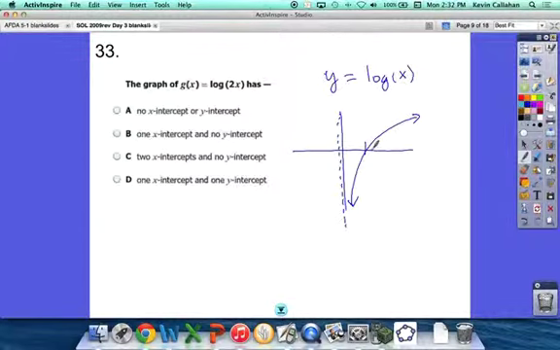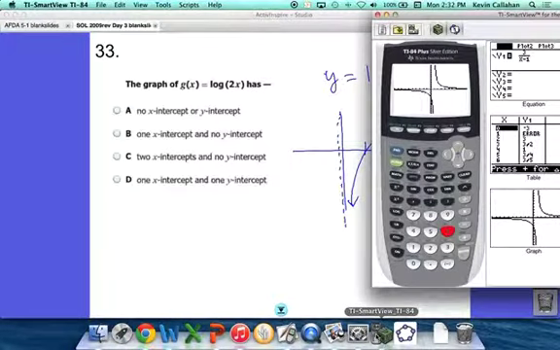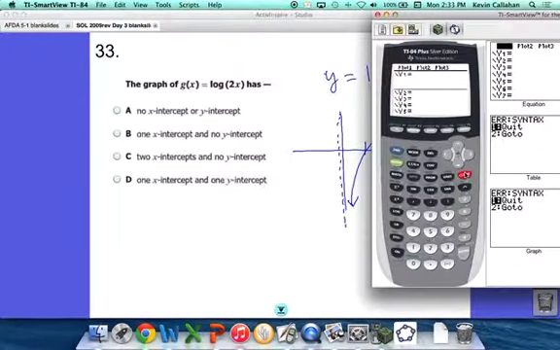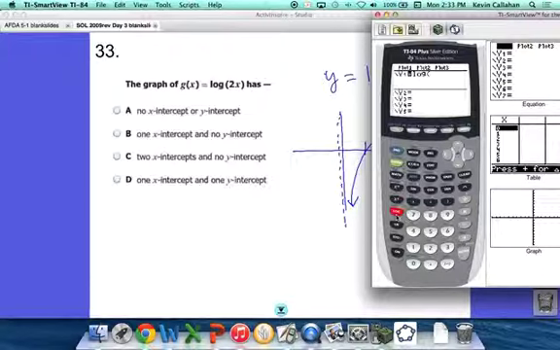Now, looking at this graph, how many x-intercepts and how many y-intercepts does it have? How many x-intercepts? 1 right there. And how many y-intercepts? It can never touch that line, so it's still 0. Now, you could confirm by putting it in the calculator and look at the graph of the logarithm of 2x.